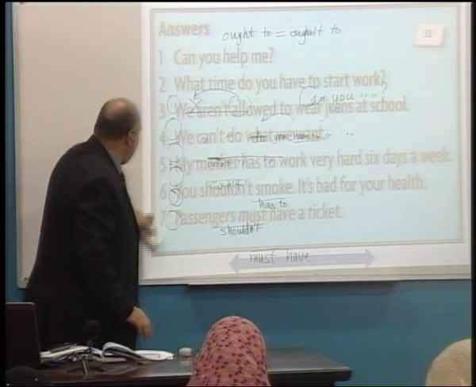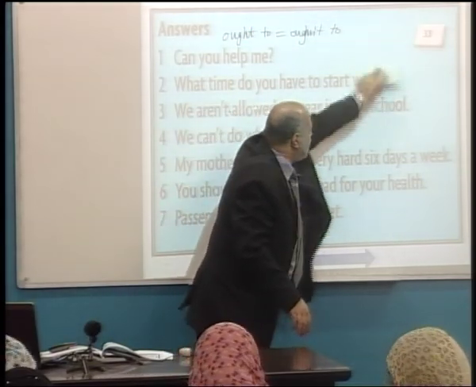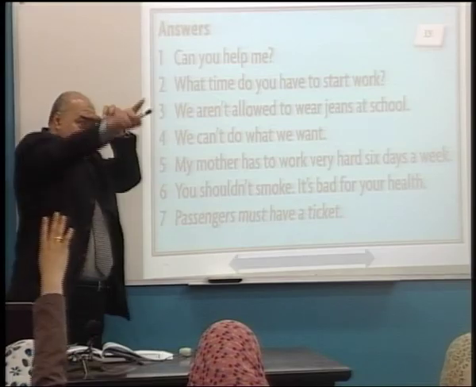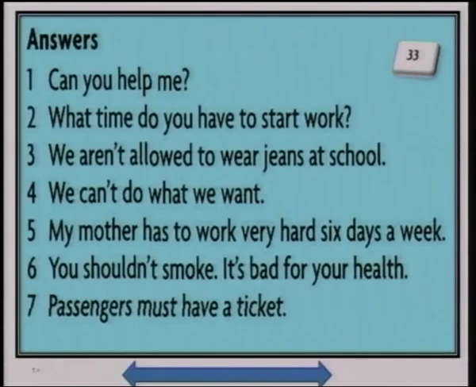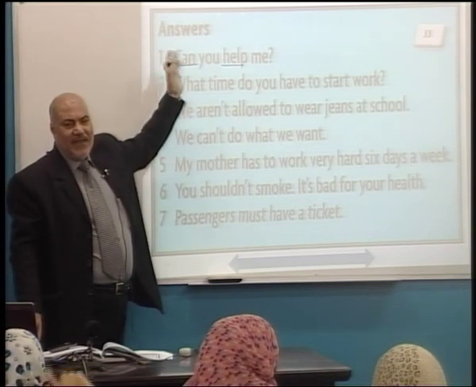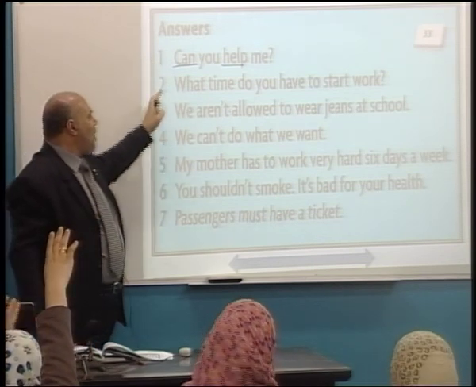This is the answer, and we finish with this exercise. I want you to read aloud. So these are correct sentences. Number one, yes. Can you help me? It is an auxiliary verb. We begin with an auxiliary verb to make a yes, no question. The answer is yes, I can, or no, I can't. Yes. Number two.